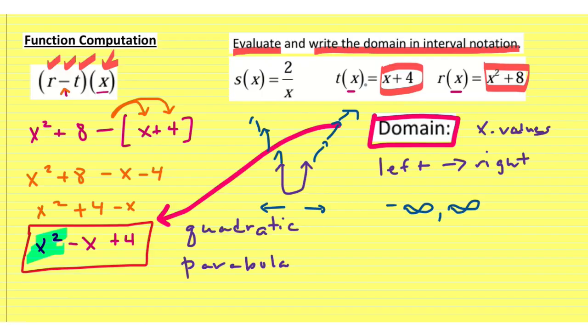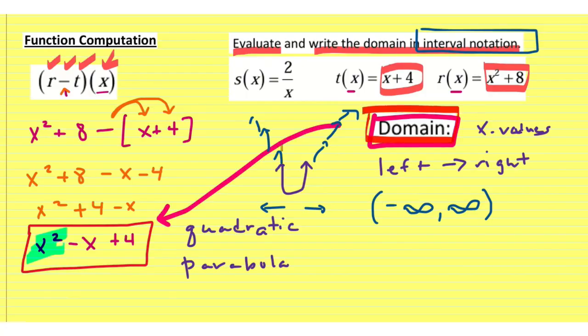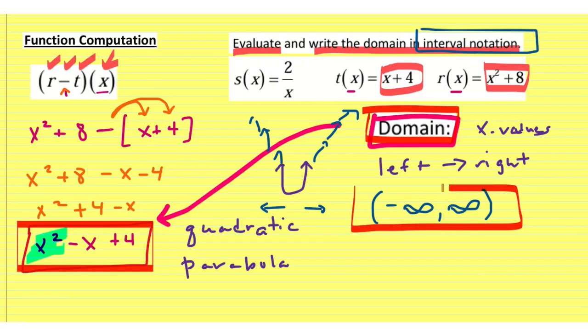So that is how we're going to write it. They want it in interval notation. Does it ever reach infinity? No. So you put parentheses to indicate that it does not equal infinity because it can never reach that. So that is our domain. Our domain for our final composed function is negative infinity to positive infinity.